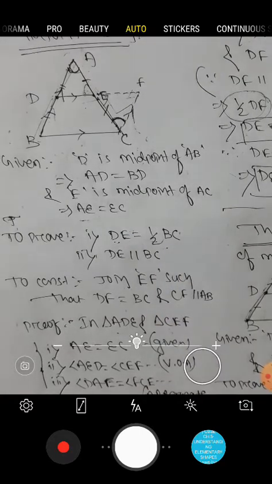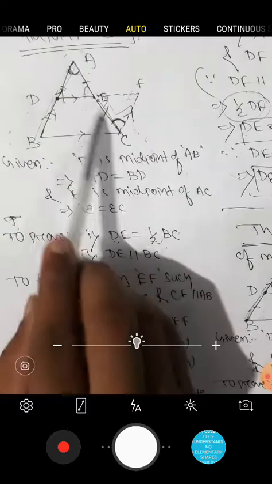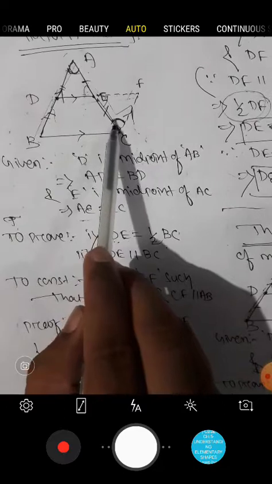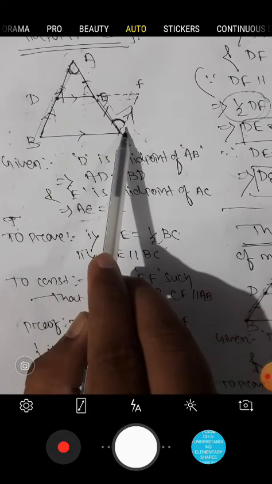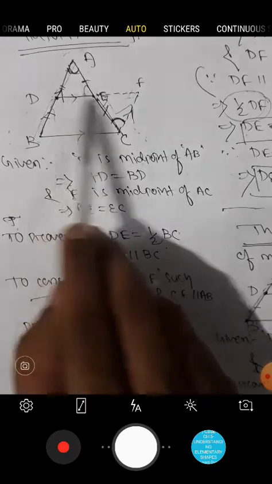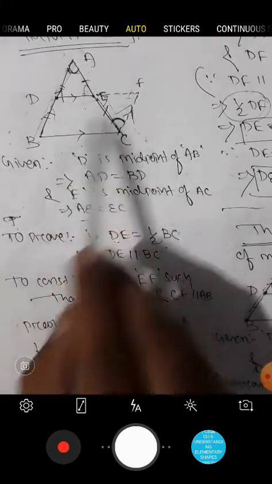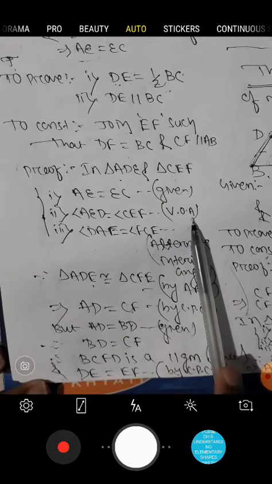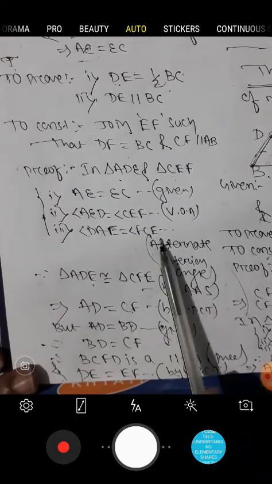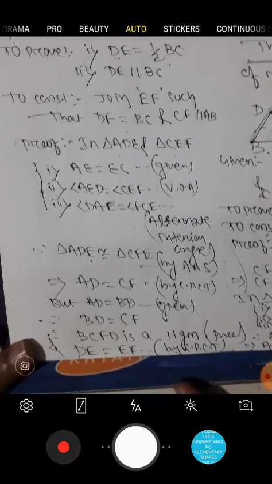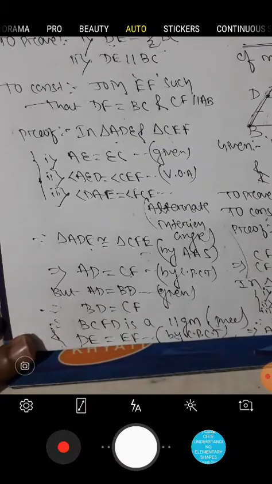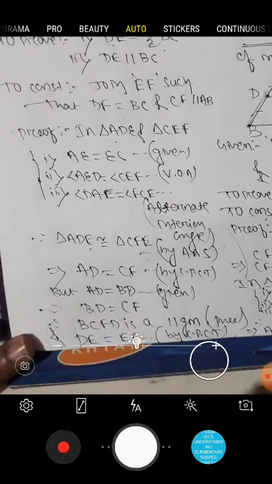So what are the three criteria we took, children? One is AE equal to EC, which is given. Angle DAE is equal to how much angle? ECF, alternate interior angle, and angle DEA is equal to angle CEF, vertical opposite angle. So the two triangles are congruent by AAS criteria. Their corresponding parts are also equal by CPCT criteria, children.